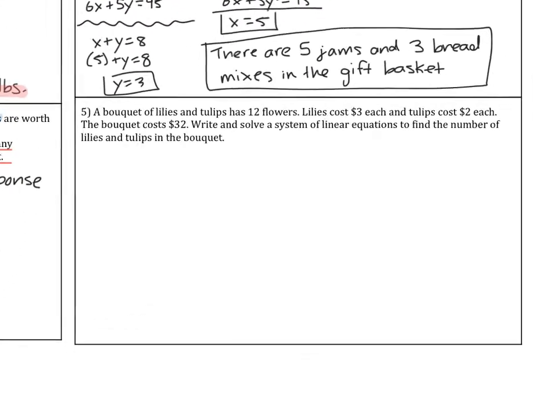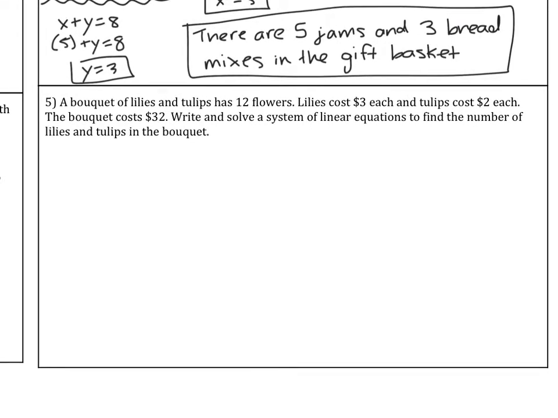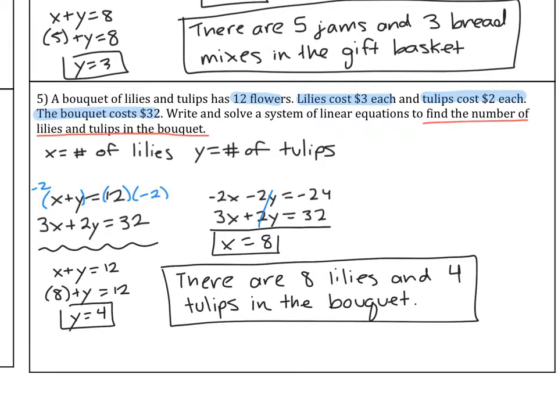All right, same idea. Please pause the video and give number 5 a try. We'll go over the answer in just a few seconds. Okay, so since the question was find the number of lilies and tulips, the variables represent x equals the number of lilies and y equals the number of tulips. So notice that it represents the number of them and not the cost.